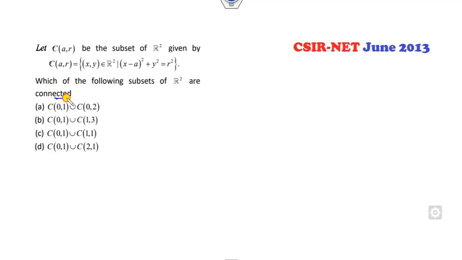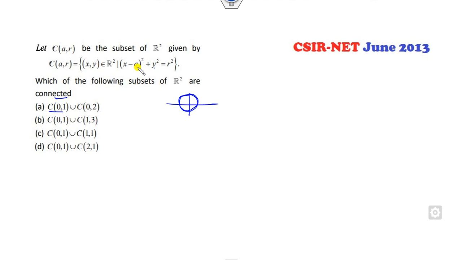Okay, which of the following is not connected again? So C of A, R. So what is the C of (0, 1)? X square plus y square is 1. That is only on the boundary points.